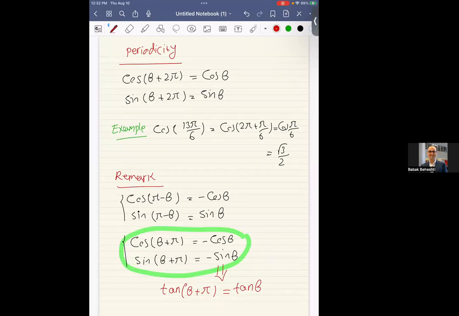Cosine and sine are periodic with the principal period equal to 2 pi. So this is called the principal period. I will tell you why it's called principal. So the principal period of cosine and sine is 2 pi.